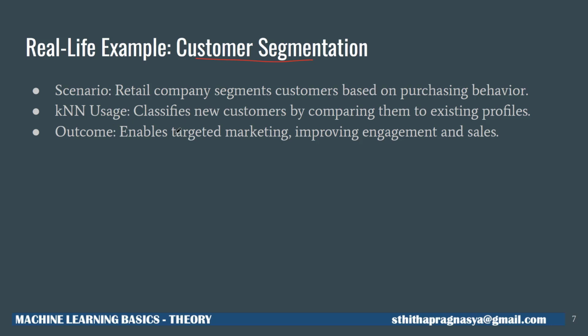By using kNN, the company can classify new customers into existing segments based on their shopping habits. For example, how frequently they are purchasing, how much average spend they have, by comparing them to the nearest existing customer profiles. And what is the outcome after using this? Targeted marketing campaigns can be created for each customer segment, improving customer engagement and sales.